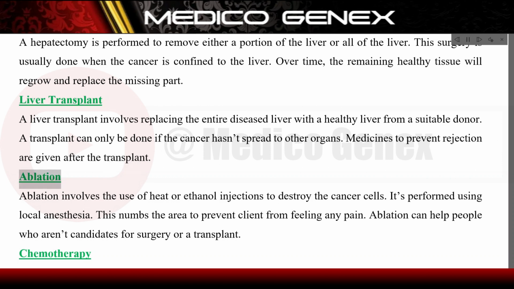Ablation. Ablation involves the use of heat or ethanol injections to destroy the cancer cells. It's performed using local anesthesia. This numbs the area to prevent the client from feeling any pain. Ablation can help people who aren't candidates for surgery or a transplant.